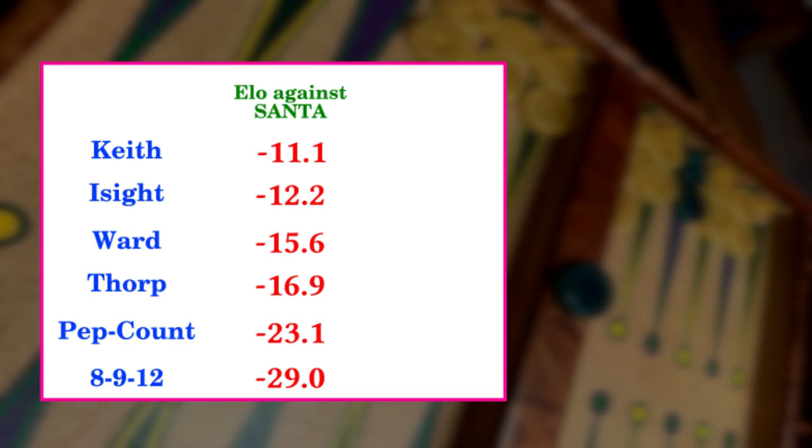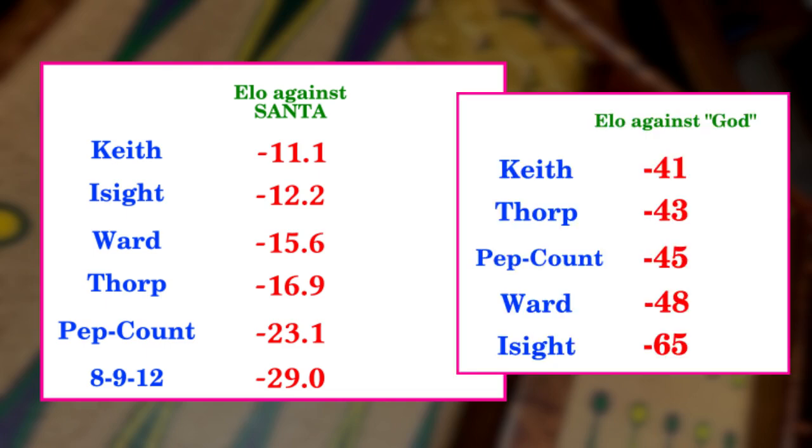So the numbers convey rank and aren't directly related to other backgammon ratings. Funny game, but interesting results. Remember how in bear-off Isight was last and pep count was firmly above it? Well, here Isight is a close second, and pep count struggles.